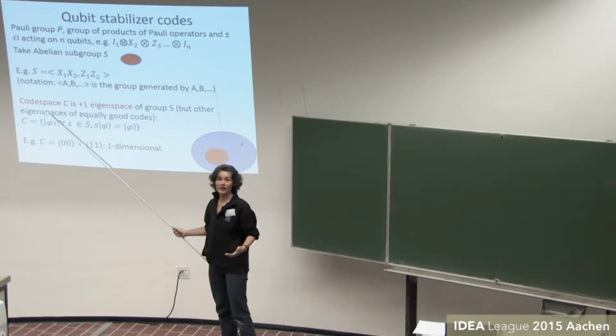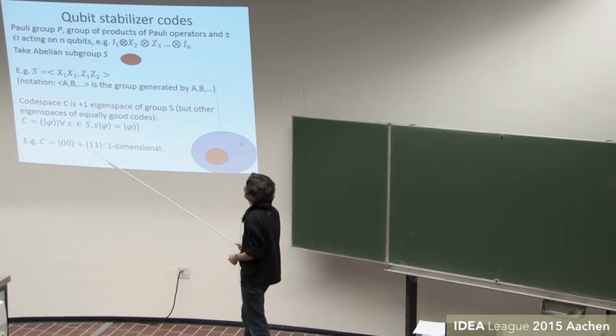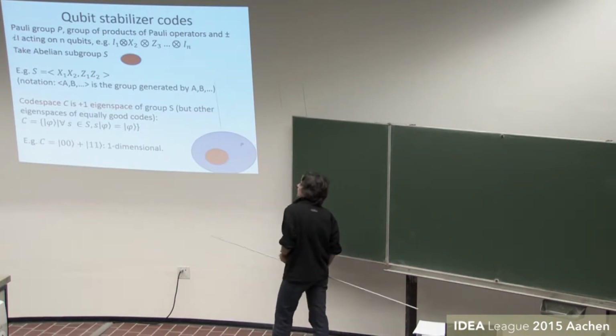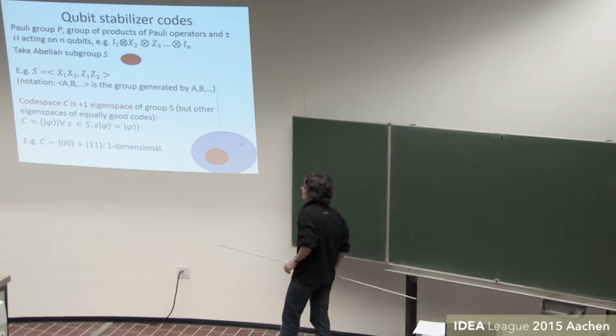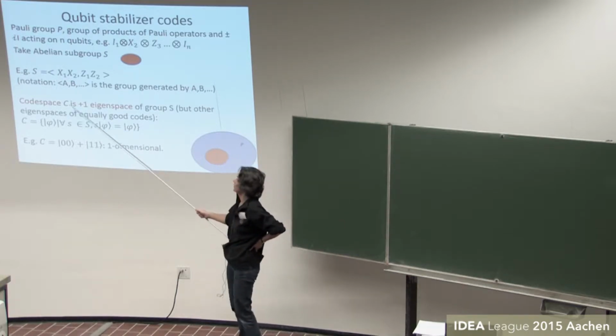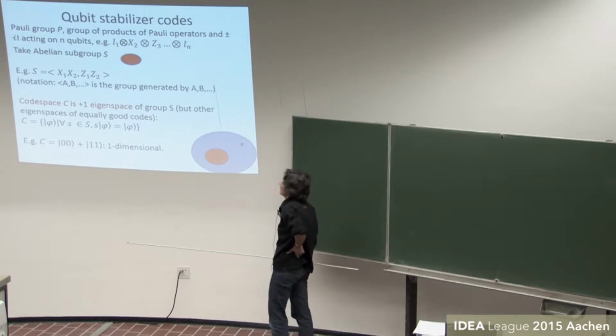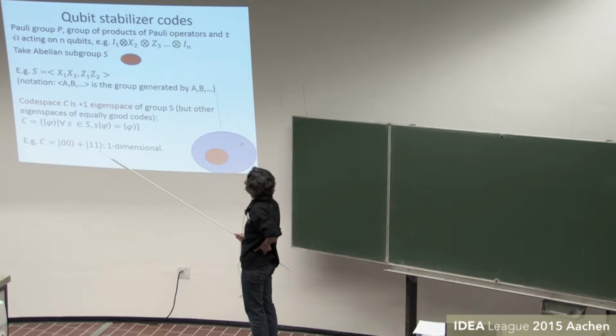So I can take the generators of the group, and these are two generators, and the group is then called a stabilizer group. And so now we specify the generators of the stabilizer group, and with that we can specify the code space.